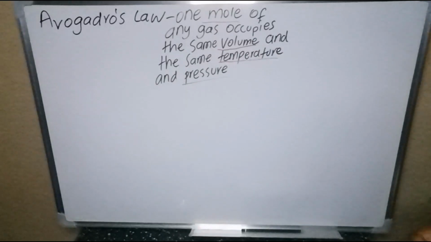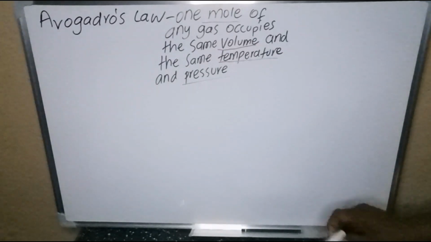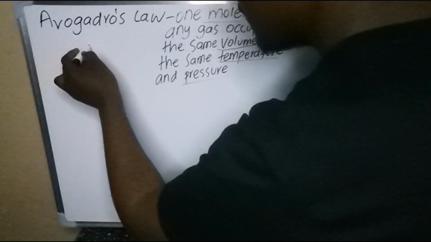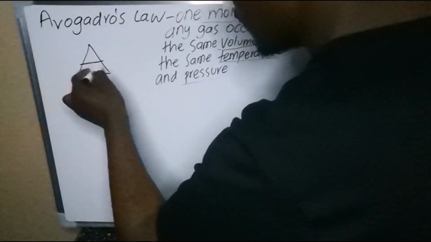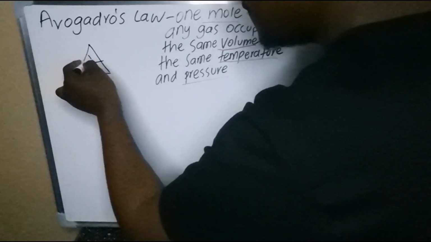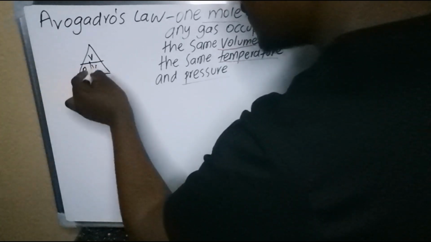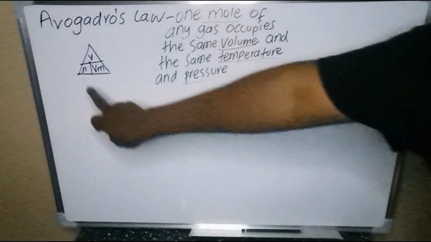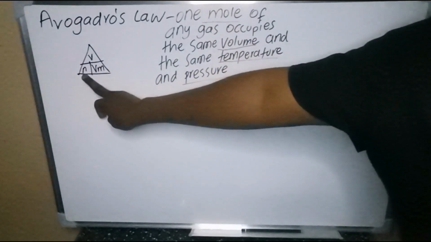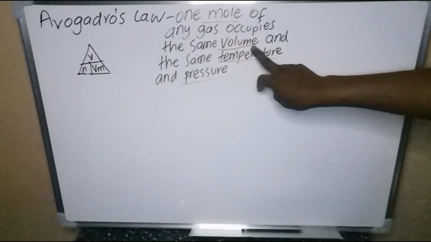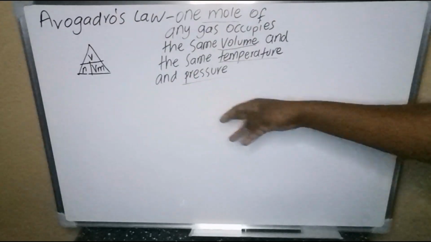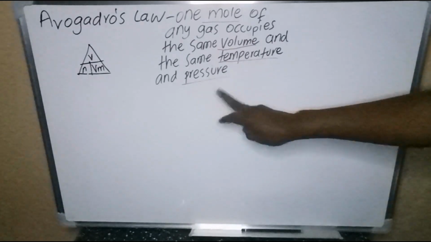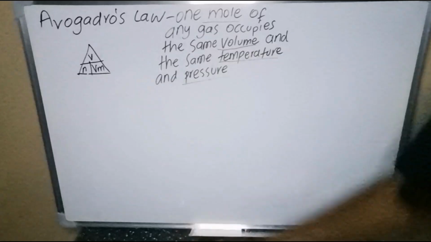We need to define these concepts because this law has a formula. We can use it or define it through a triangle. On top we've got V, and below N and Vm, and I will explain them now. Here N stands for mole. The V on top is our volume. Temperature and pressure go intertwined to form Vm.